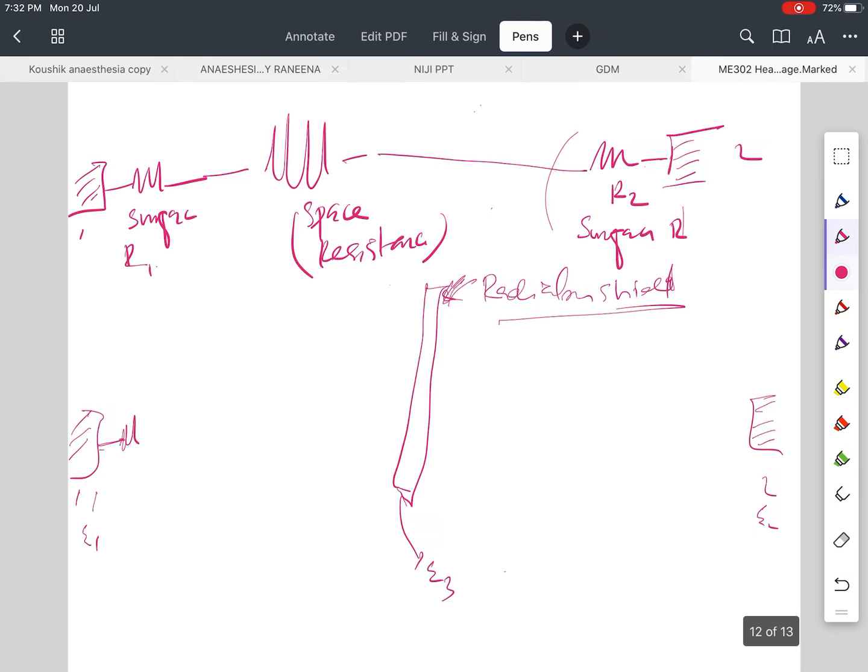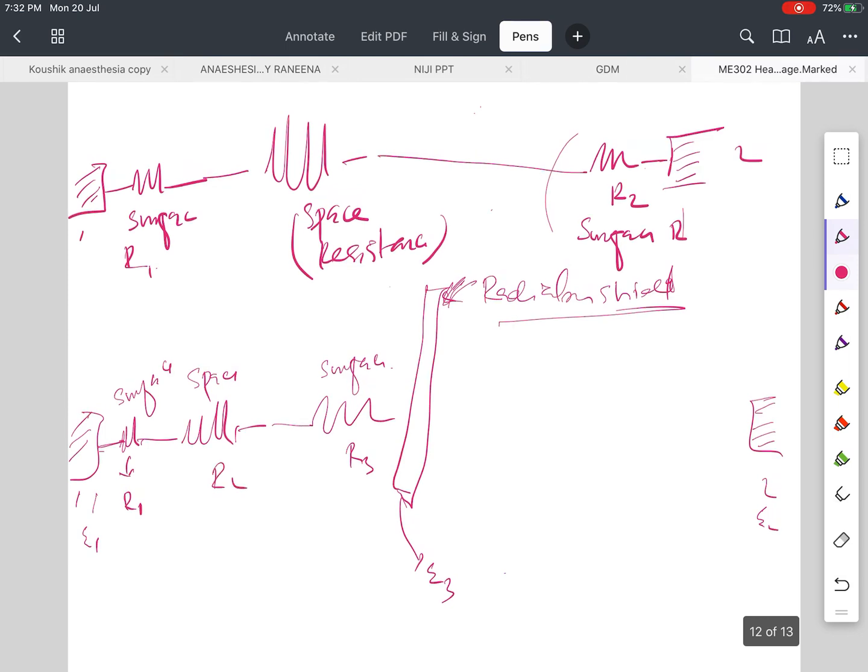See, we already have a gray surface, so this will have a surface resistance. R1 is the surface resistance, and there will be a space resistance. After that, there will be a surface resistance on this side of the surface of this gray body. So R3 will be a surface resistance. This is space. So R1 and R3 will be surface resistances, and R2 will be the space resistance.